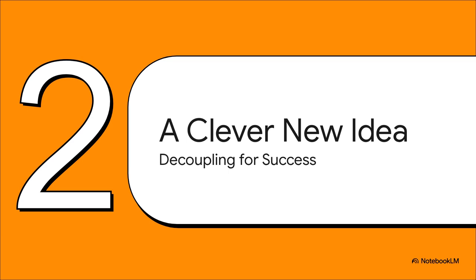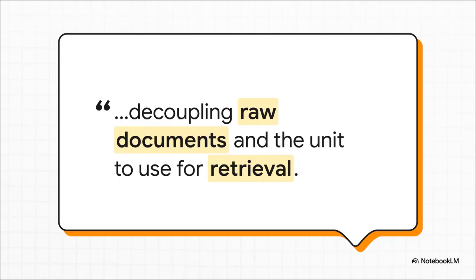All right, so what's the fix? Well, it all starts with a really simple but kind of profound shift in how we think about organizing information for the AI in the first place. This quote really gets to the heart of it. The idea is to decouple the raw documents from what we use for retrieval. In plain English, it means we stop trying to make one piece of text do two jobs at once. What if the thing you search for isn't the same as the thing the AI actually reads?